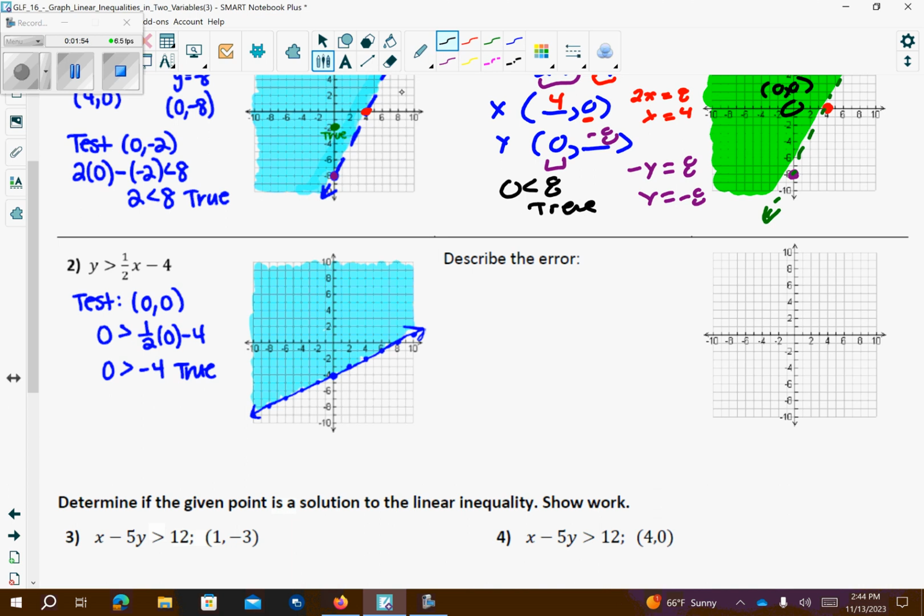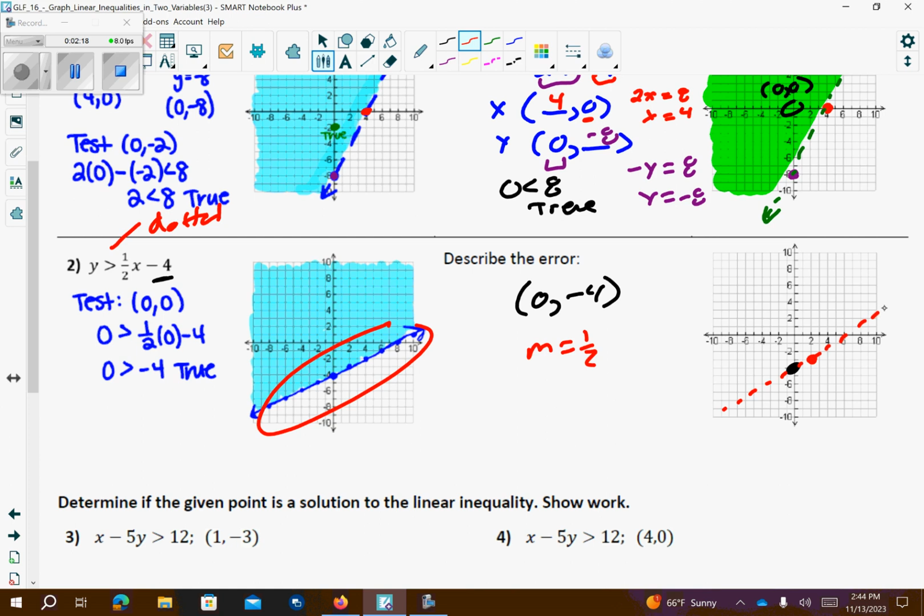All right, so this one, I'm going to have 0, negative 4, because this is negative 4. And then I have a slope of 1 over 2, so up 1, right 2. This needs to be dotted. Oh, there's a mistake. That's not dotted. So that's dotted. Let's see if the rest of it is correct.